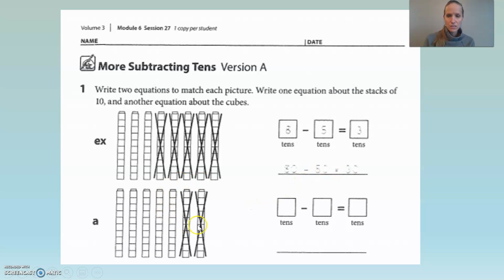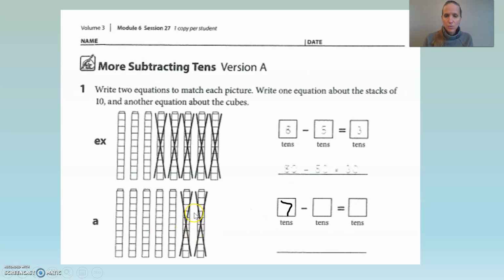Okay, let's look at this one together. How many sets of 10 do we have? 10, 20, 30, 40, 50, 60, 70. Okay, so we have 70. And we have 7 sets. So that's 7, which is the same as 70.